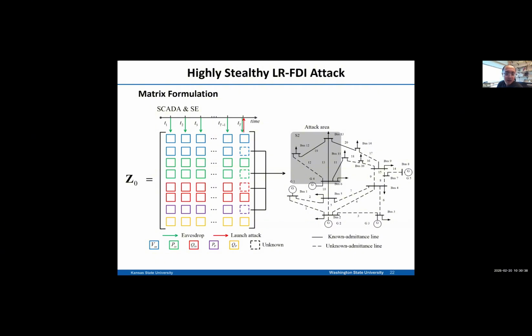Assume the attacker wants to compromise these 3 buses highlighted by the green area, and the attacker needs to compromise all the measurements related to the attack area. We set these measurements to unknown, represented by these dot elements, and our matrix completion method will fill in these unknown elements.